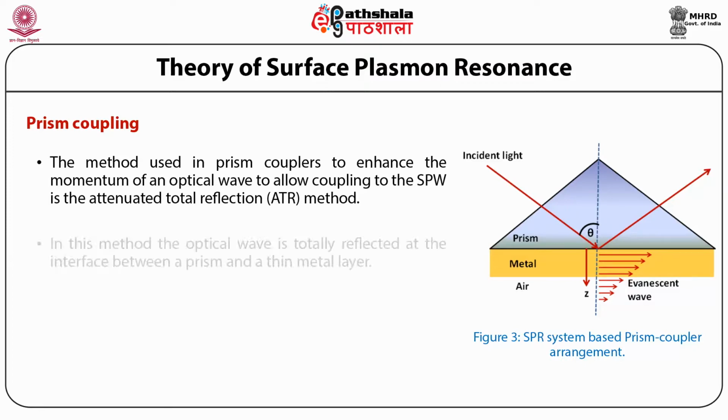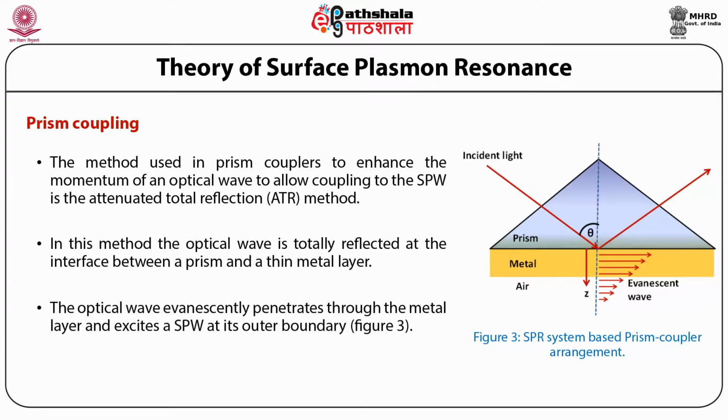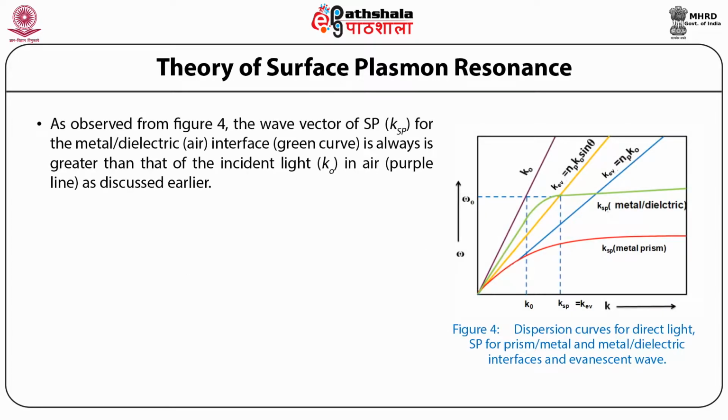In this method, the optical wave is totally reflected at the interface between a prism and a thin metal layer. The optical wave evanescently penetrates through the metal layer and excites a SPW at its boundary. As observed from the figure shown on the slide, the wave vector of the surface plasmon KSP for the metal-dielectric interface is always greater than that of the incident light k0 in air, as discussed earlier.